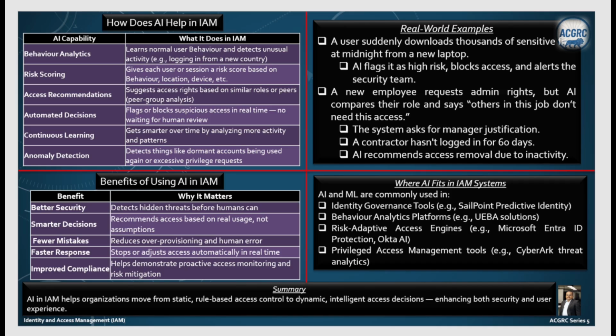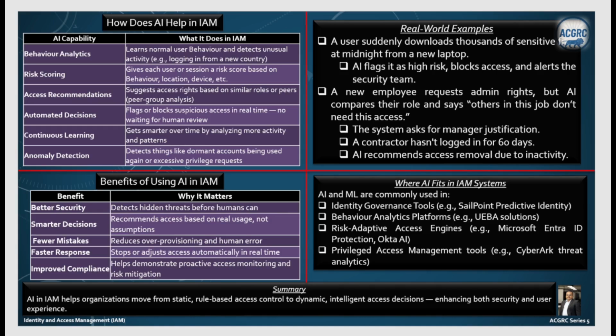So how does AI help in IAM? Well, it helps to learn normal user behavior and detect unusual activity. Give each user session a risk score based on behavior and location. It helps suggest access rights based on similar roles or peer reviews. Flags or blocks suspicious access in real time. No waiting for human review. AI helps IAM get smarter over time by analyzing more activities and patterns. It detects things like a dormant account being used again or excessive privilege being requested.